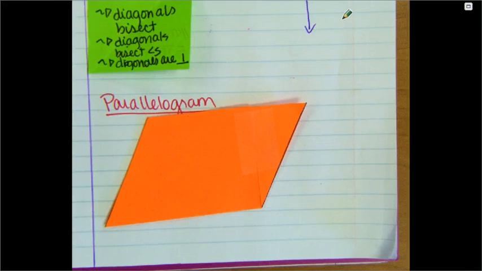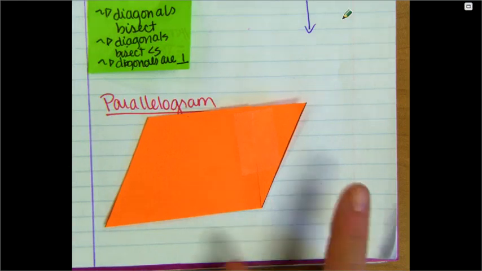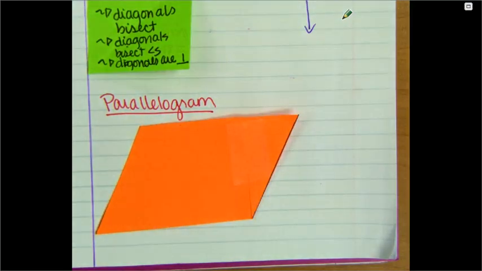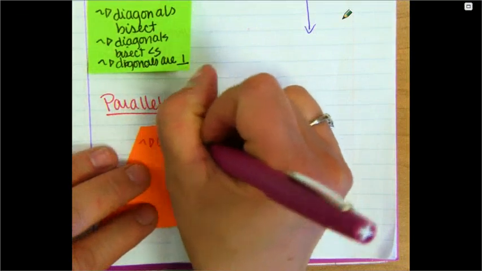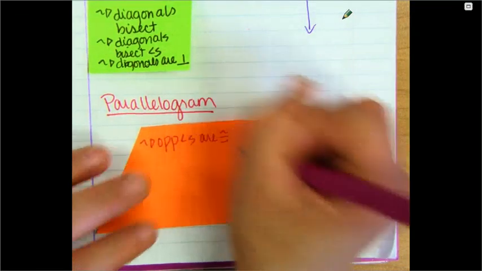Alright. Ready? Good? Anyone still not have a parallelogram? We good? Alright, you should know the properties of a parallelogram. What is something about the angles? Opposite angles are what? Opposite angles are congruent.